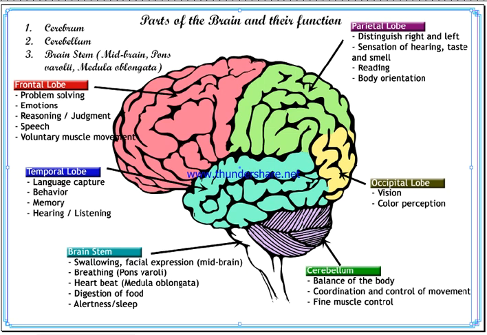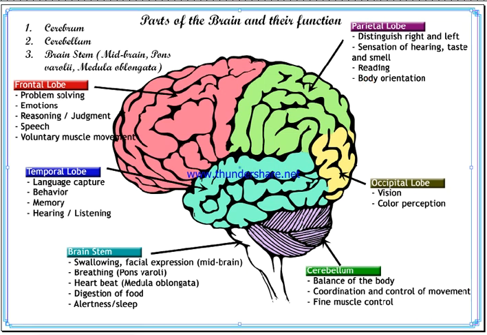Okay, so parietal lobe, another function related to parietal lobe is body orientation. How your body is kept. Are you sleeping, or do you want to sleep? Do you want to stand? Do you want to run? Do you want to walk? That is decided by your parietal lobe.